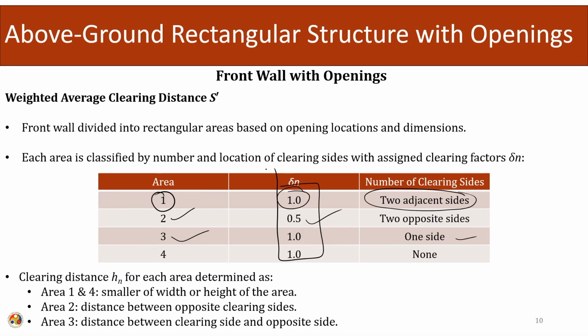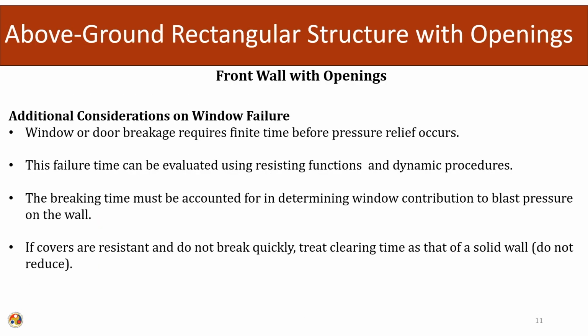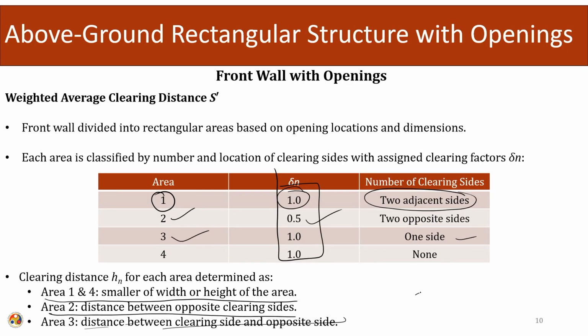The clearing distance h for each area is determined as: for area 1, the smaller of the width or height of the area; for area 2, the distance between the opposite clearing sides; and for area 3, the distance between the clearing side and the opposite side. Now we are trying to assess the distribution of the pressure on the walls. Today we will stop here, we will continue from the next time.